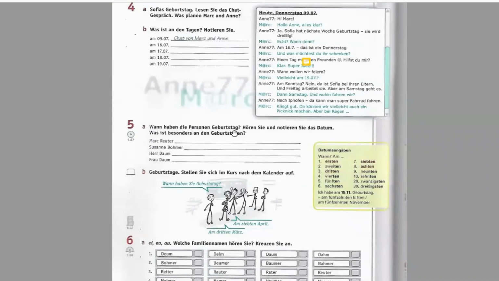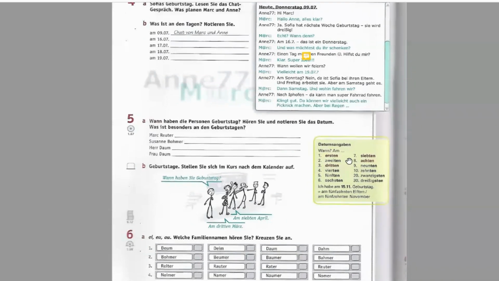Wann haben die Personen Geburtstag? When these 4 people, Mark Reuter, Suzanne, and Herr Daum and Frau Daum, are having their birthdays, hören Sie und notieren Sie das Datum. You have to listen and note down their date of birth. Was ist besonders, and then Geburtsdatum. Besonders means special. What is special about that date? You need not write anything. When you hear the date properly, you will automatically understand what is special about that date.